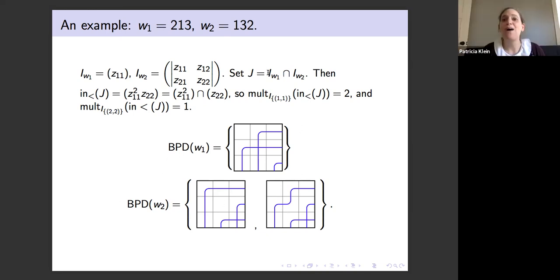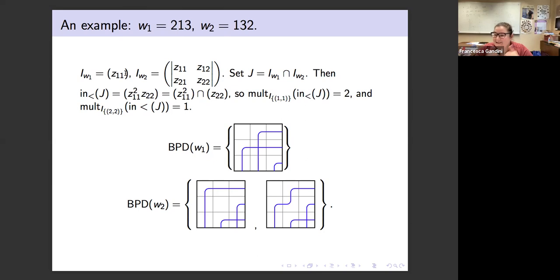Okay. So you take Z11, Z22 minus Z21, Z12. And the first thing you do is you multiply that by Z11. And then after that, you take the initial ideal. So you're taking the initial ideal of the polynomial that is Z11 squared times Z22 minus Z11, Z12, Z21. Good question. Order of operations makes sense now.